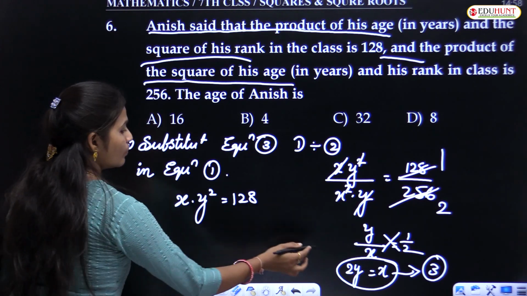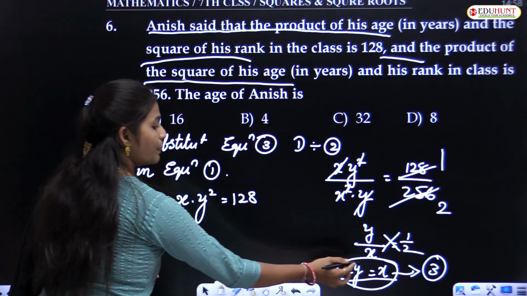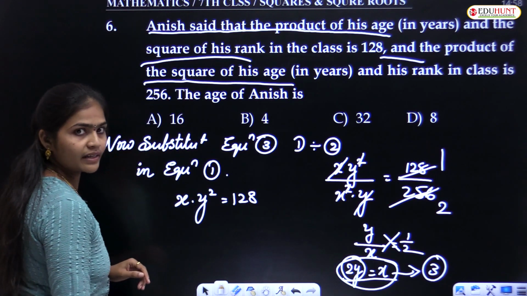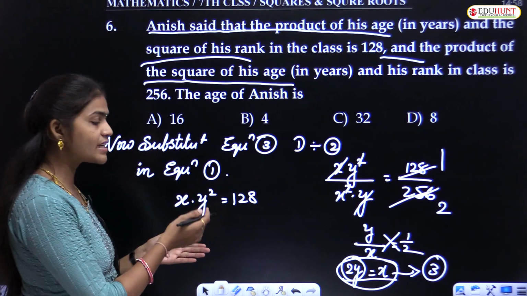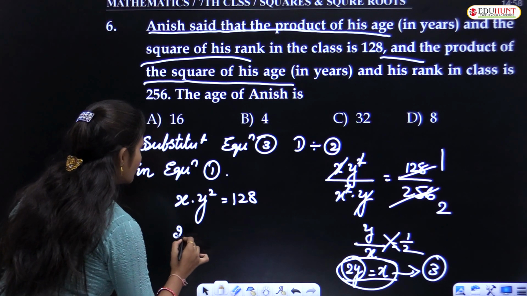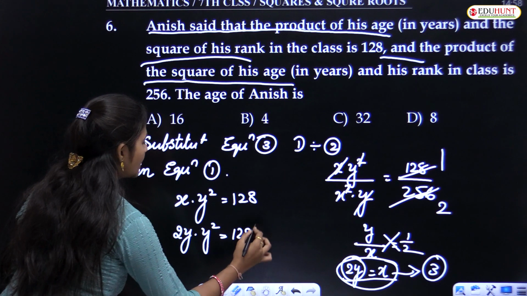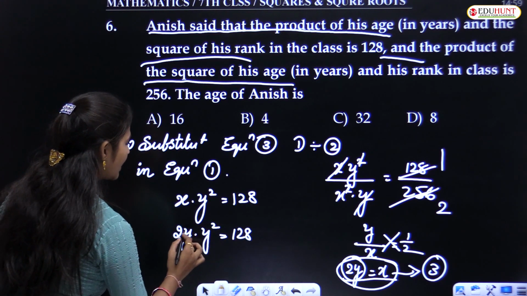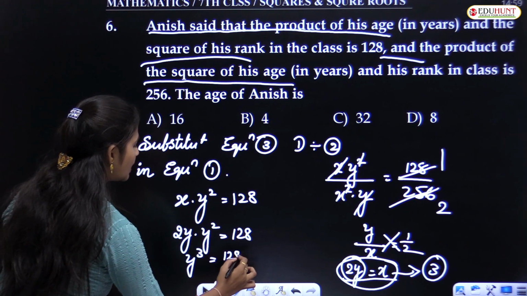So here what is the value of 2y? 2y is equal to x. So at the place of x we can write the 2y. 2y value is equal to x value they are saying. So at the place of x we can substitute that 2y, no? So 2y into y square is equal to 128. So from this one, y into y square is y cube is equal to 128.